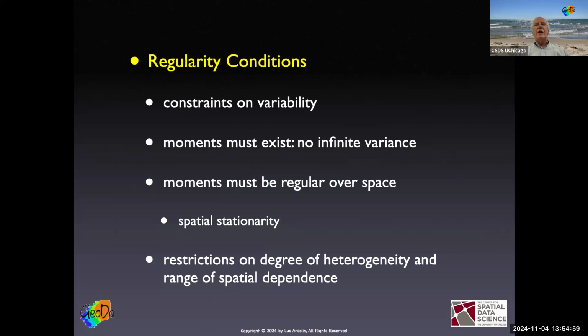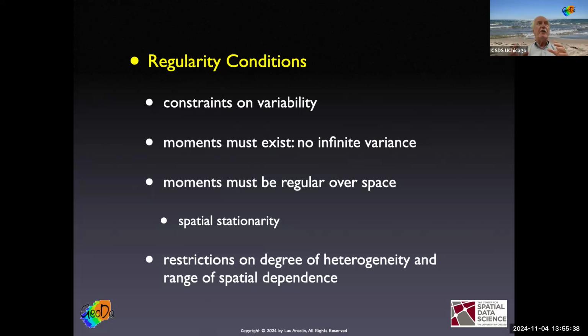So no infinite variance. Infinite variance means very extreme observations can happen. So you say, no, we can't have that, right? No nuclear explosions, no asteroids hitting the Earth. That can't happen. Moments must be regular over space. That's a very tricky one. It's called spatial stationarity. And in essence, it means you cannot have trends in space. You cannot have different parameters in different parts of space, which we call spatial heterogeneity.